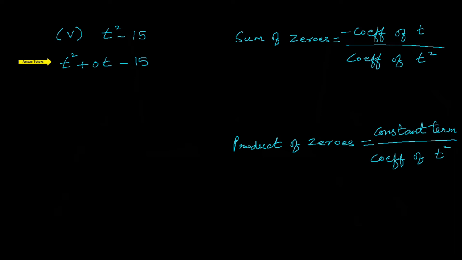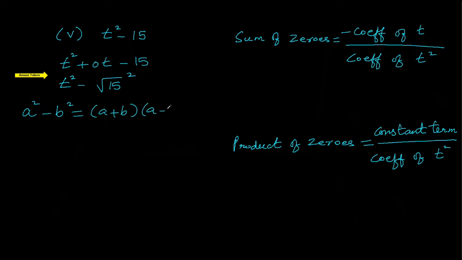What I can do is rewrite the equation in this manner. So 15 can be written as root 15, the whole squared. Now this is in the form of the a squared minus b squared algebraic identity. I hope you remember that, students. What is a squared minus b squared? a plus b times a minus b. So I'm going to use this identity to write the two factors.